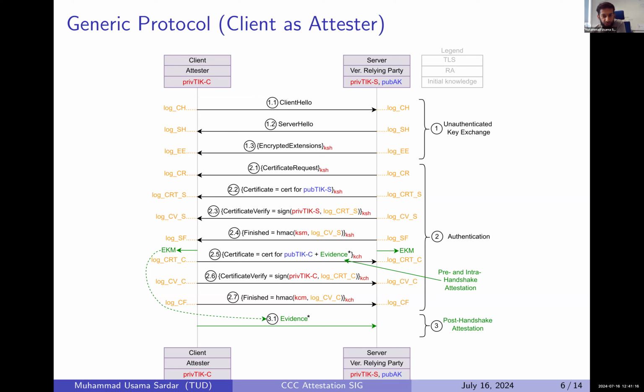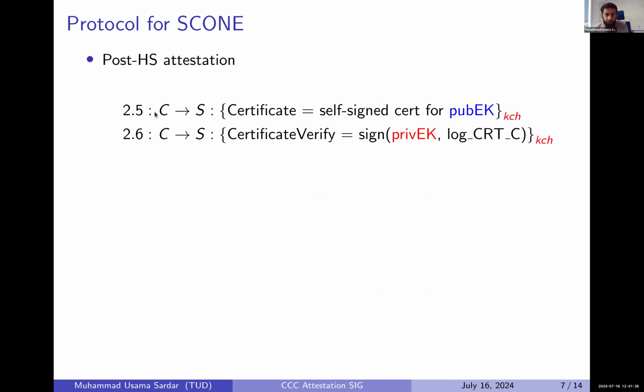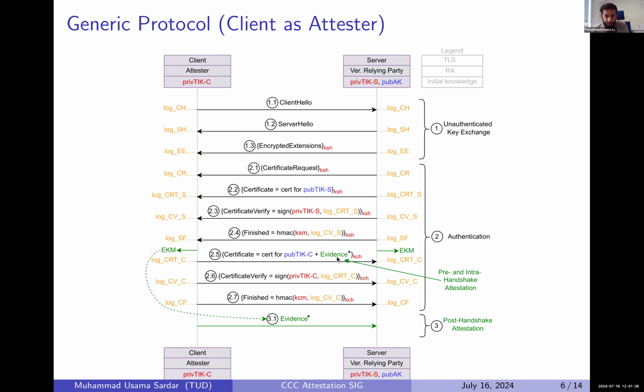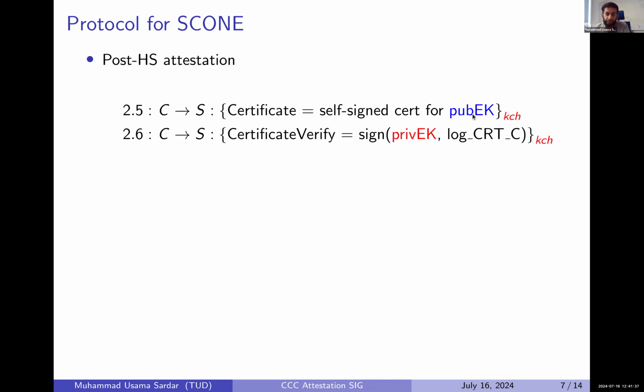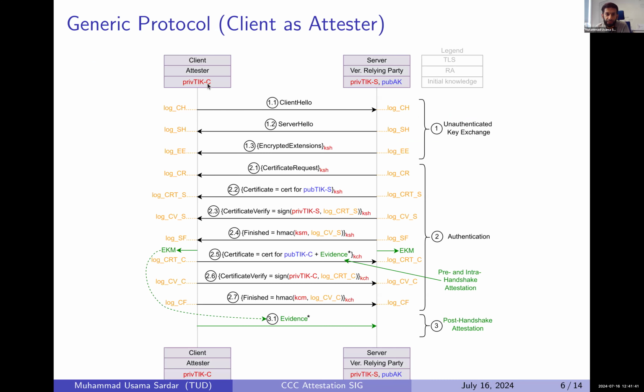Then the case for SCONE is that it is post-handshake, that is, the evidence will be generated somewhere here using the value, which is this exported key material. And the way it works is that, as Ned just mentioned, this evidence will be removed. That is, it will not be used anymore. So 2.5 reduces to just the certificate for this key, which in the case of SCONE is the ephemeral key, representing the TLS.